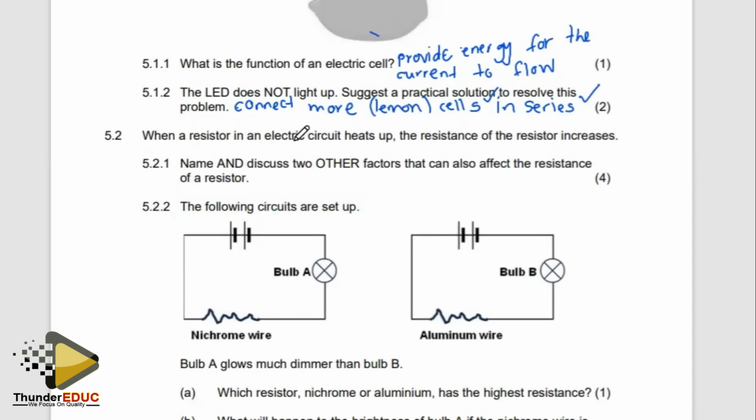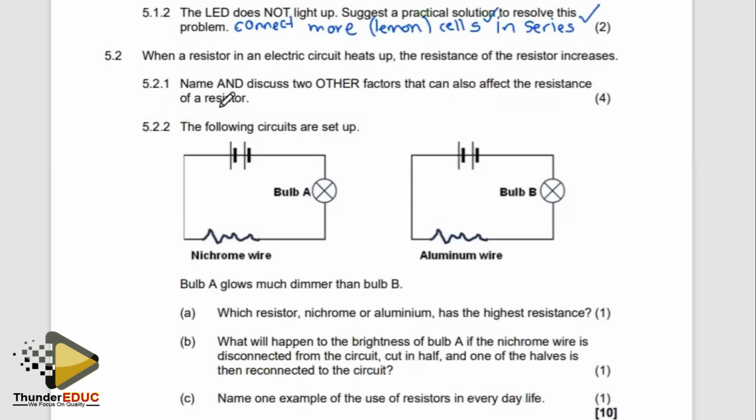When a resistor in an electric circuit heats up, the resistance of the resistor increases. 5.2.1 says, name and discuss two other factors. So you are going to name first, then you are going to discuss.